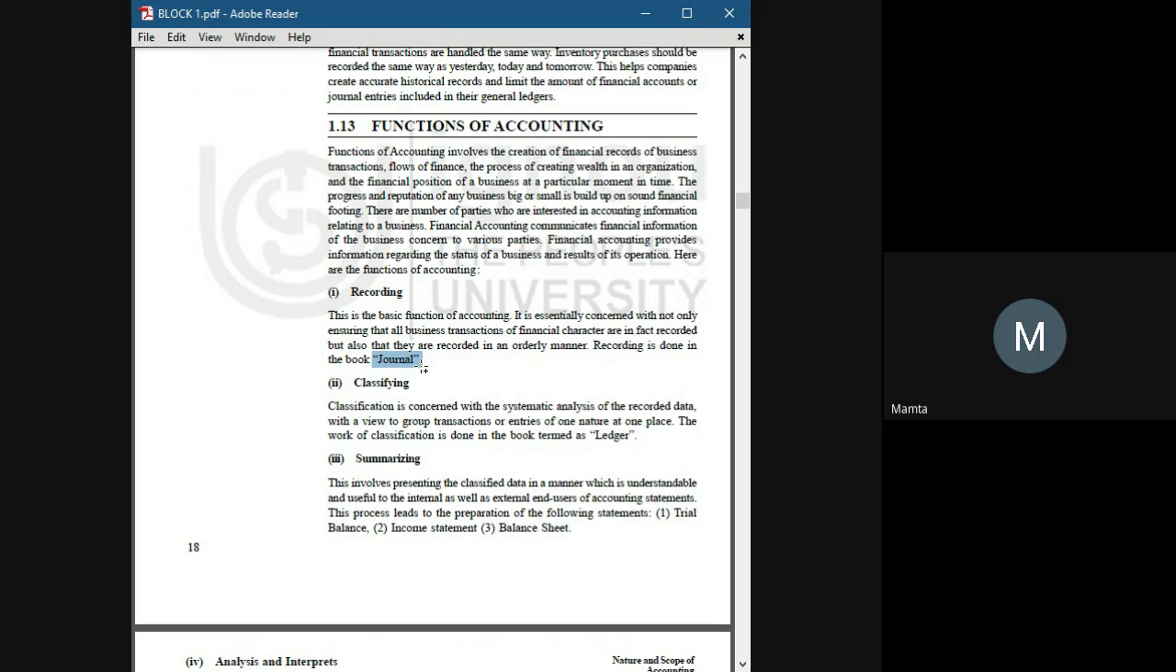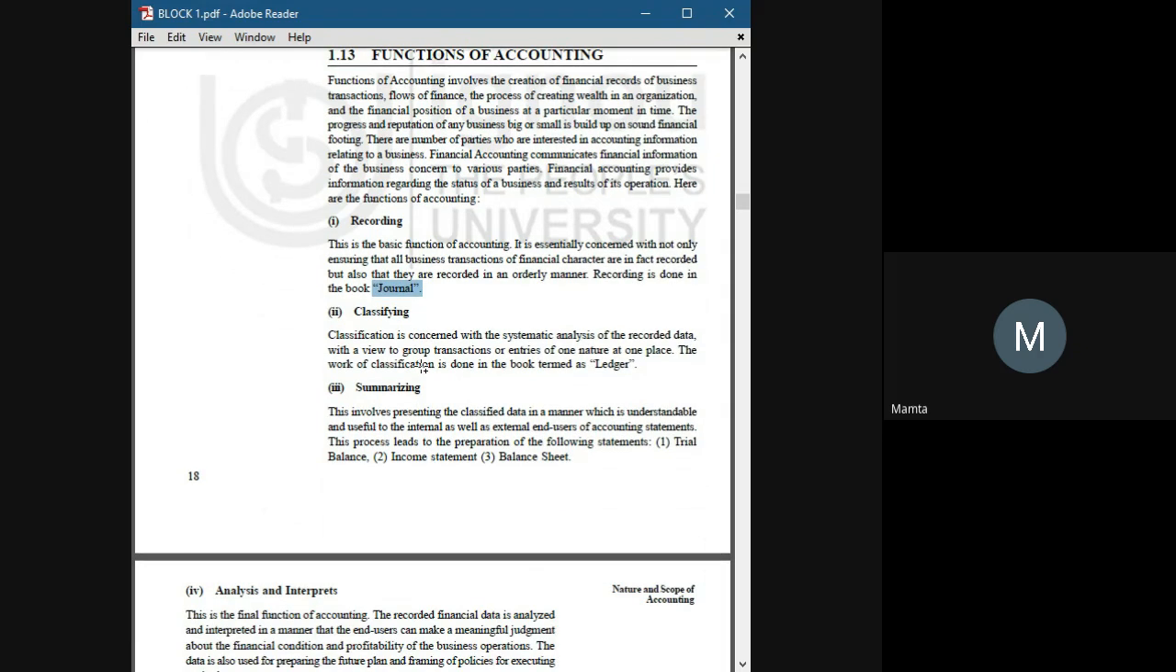If you are running a big organization or a big business, then we record the transaction in our subsidiary books. Subsidiary books are like cash book, sales books, purchase books. These kinds of books we record, and it is easy to classify from these books. After journal, the next step is classifying. When we record our transaction in journal, the next step we do is classify them.